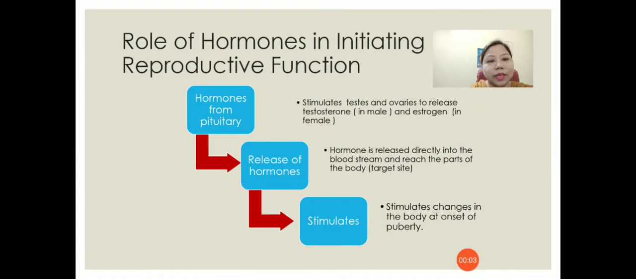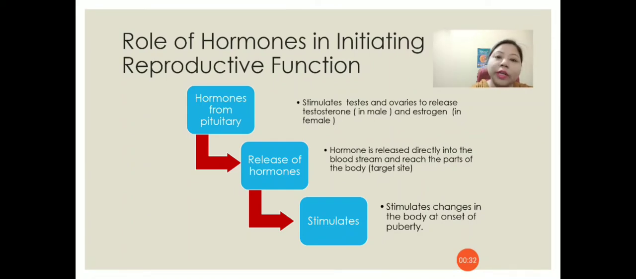Let us now understand the role of hormones in initiating reproductive function. So as I mentioned, the hormone that is secreted by pituitary gland stimulates testes and ovaries to release testosterone in male and estrogen in female. So the hormone is released directly into the bloodstream, and along with the bloodstream it reaches the part of the body which is their target site.